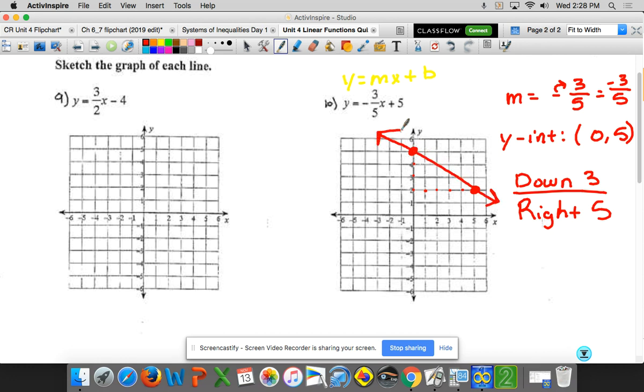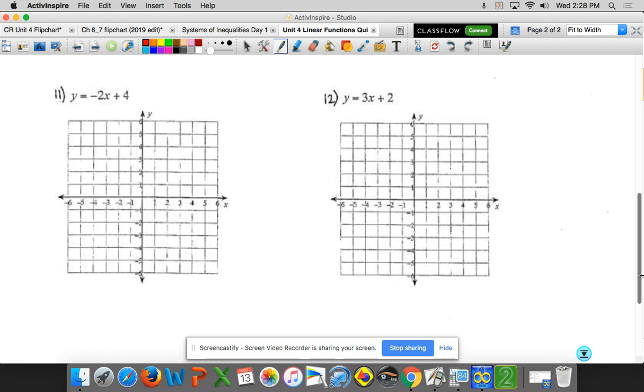Now with this one, our slope is negative, and if we were to look at this graph from left to right, because that's how we always read our graph, this one would be going downhill, and since it is going downhill, that just lets us know that our slope is negative. So far, so good.